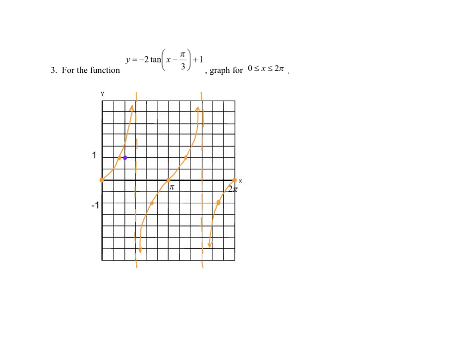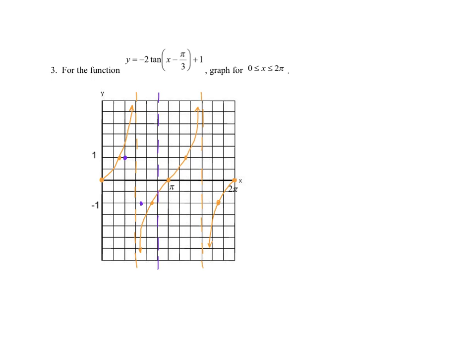Shift it to the right, pi by 3, and up 1. Same thing with our asymptote. A vertical stretch and a reflection is not going to affect our asymptote. So we can shift it to the right, pi by 3, and again, shifting it up 1 is not going to affect it because it's always going to go forever to infinity and negative infinity. Okay, so let's continue on.